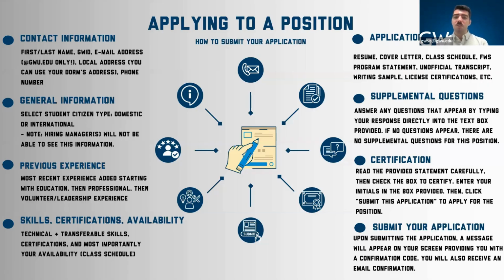And then supplemental questions. So answer any questions that appear by typing your response directly in the text box provided or checking something. If no questions appear, there are no supplemental questions for this position. So sometimes you'll apply to a position and the hiring managers might just ask additional questions to reiterate, like, are you available for this? And you would select yes or no. Are you able to perform these tasks? Then you'd say yes or no, depending on your answers. So those supplemental questions help hiring managers understand more your availability and your interest in the position.